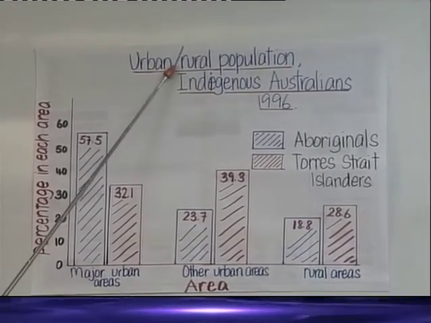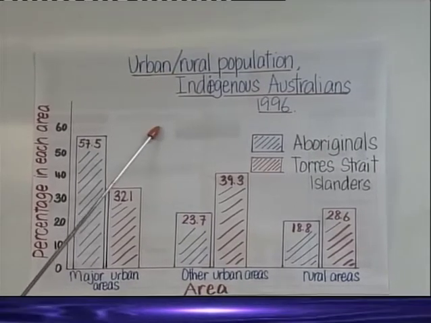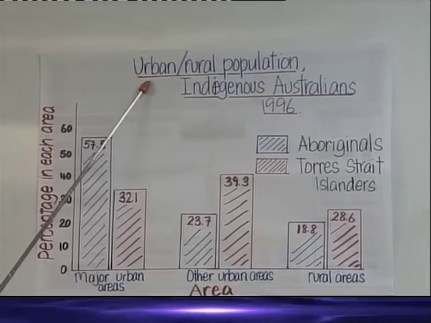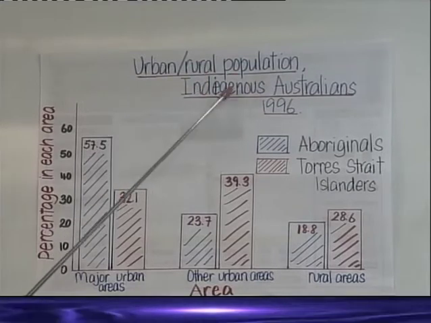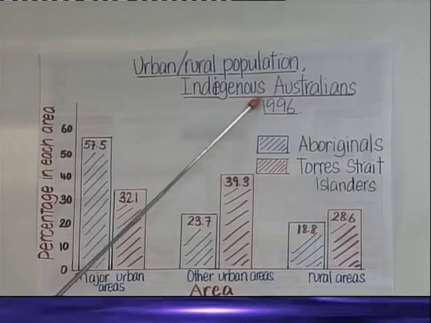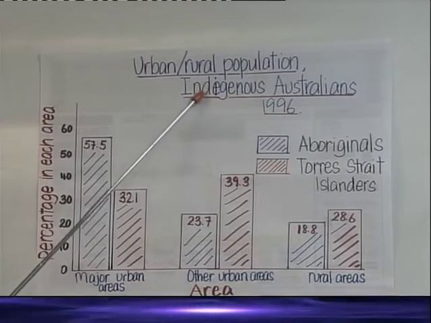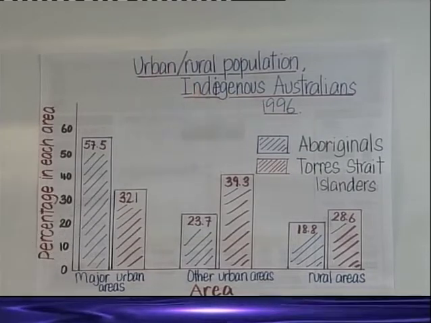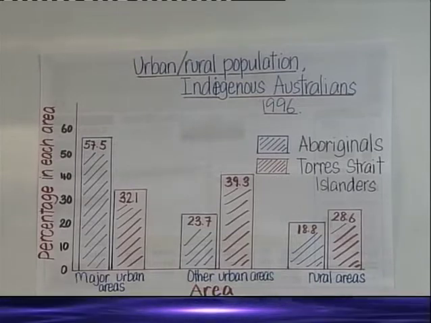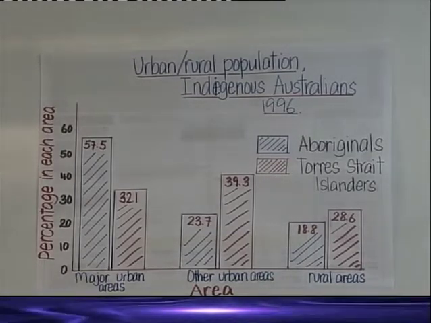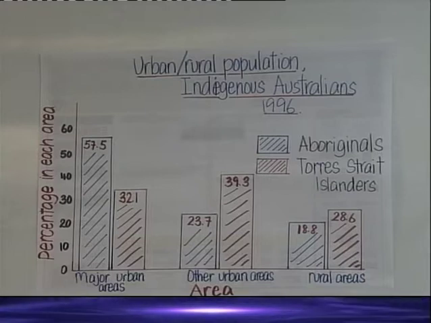All right, the title of this bar graph reads Urban Rural Population, Indigenous Australians, 1996. Okay, before we go on to this, does anyone know the meaning of this word here, indigenous?